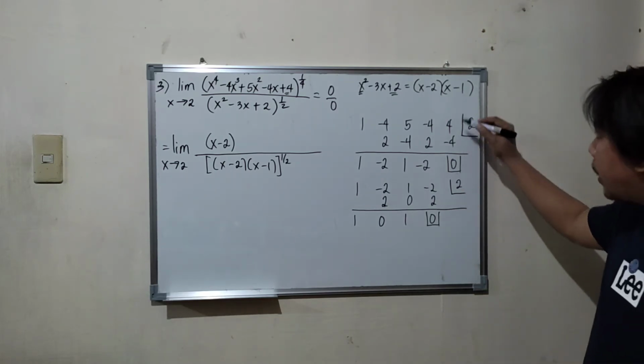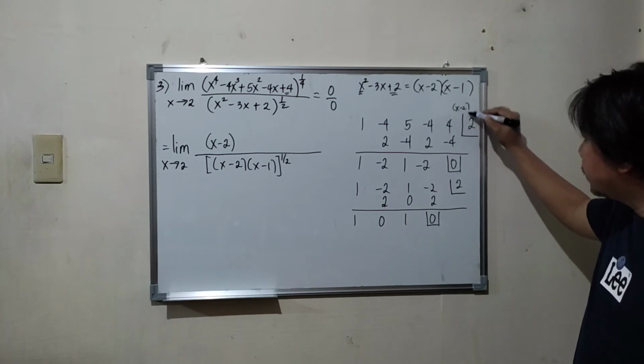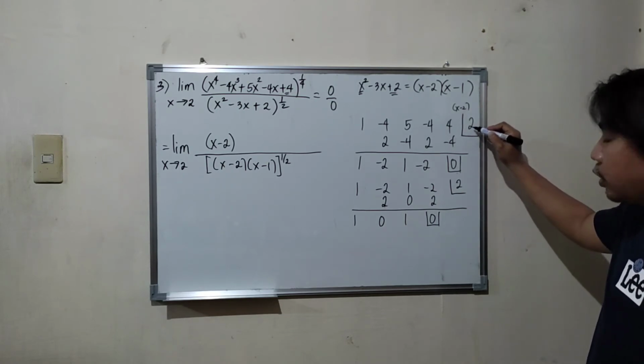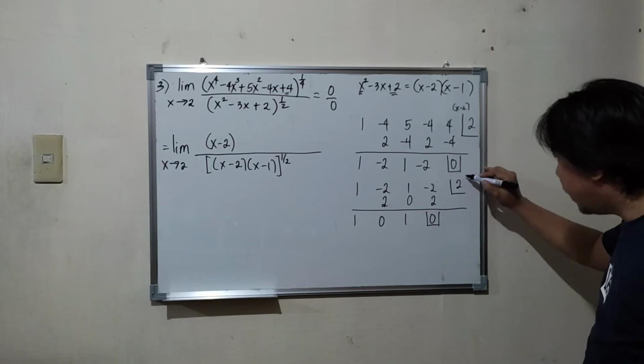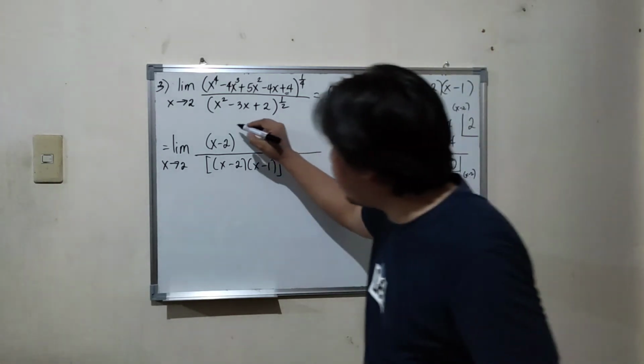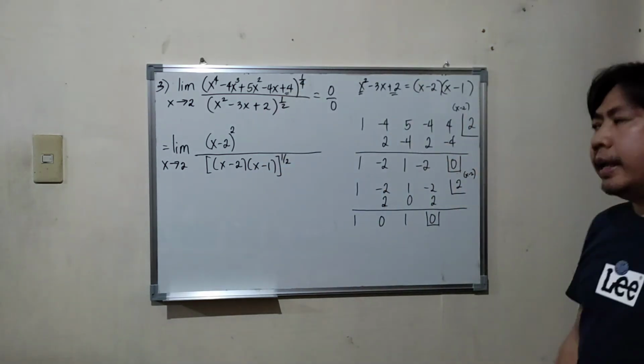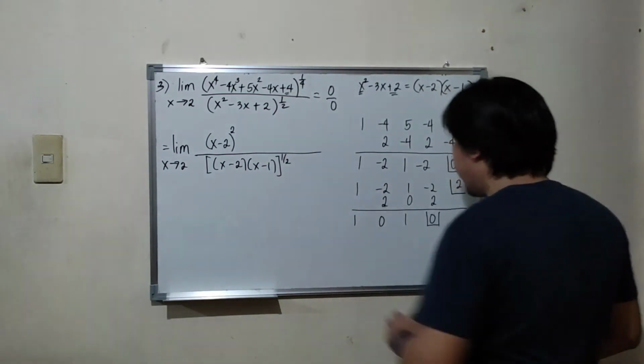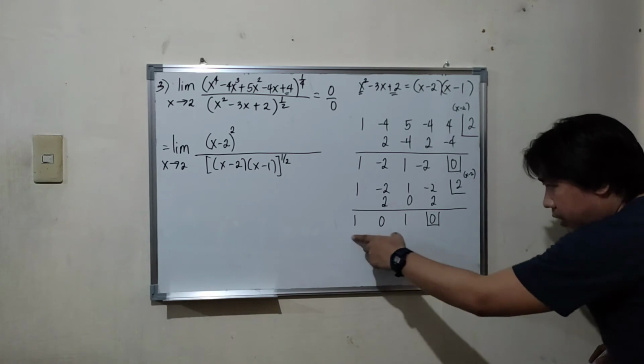So dito sa una, factor niya yung x minus 2, dahil nag-0 siya kapag 2 yung divisor natin. And then dito sa pangalawa, factor ulit niya is x minus 2. So therefore, dalawa na yung factor na x minus 2. Then ano yung remaining term natin? Dalawa na yung x minus 2 natin. Ano yung natirang term dito?